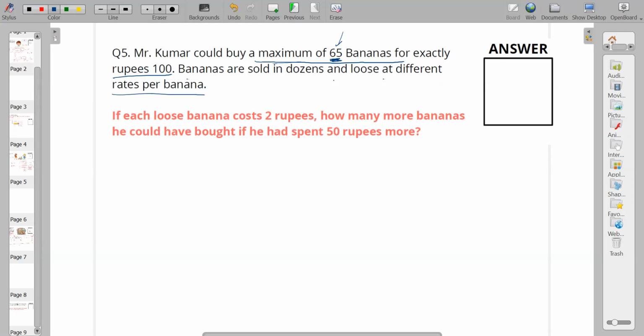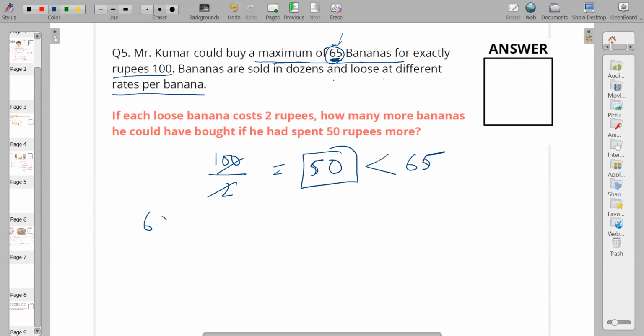No, sir. Okay, so first of all, as we saw, if he had bought only loose bananas, then he would have got only 50 bananas, right? But he is getting more bananas than that because 50 is less than 65, which means buying bananas by the dozen will get you more bananas for a fixed amount, correct? Yes, sir. So first we will try to find how many complete dozens are there in 65. If I divide this by 12, I get a quotient of 5 and a remainder of 5.